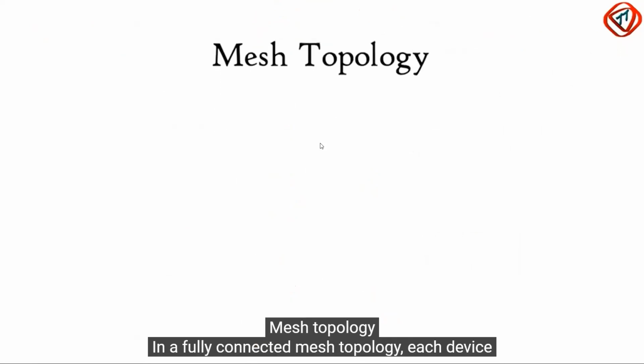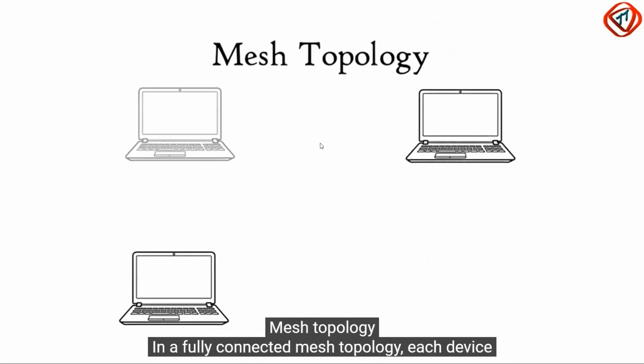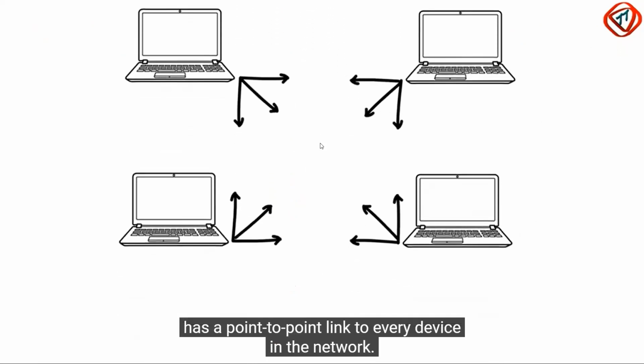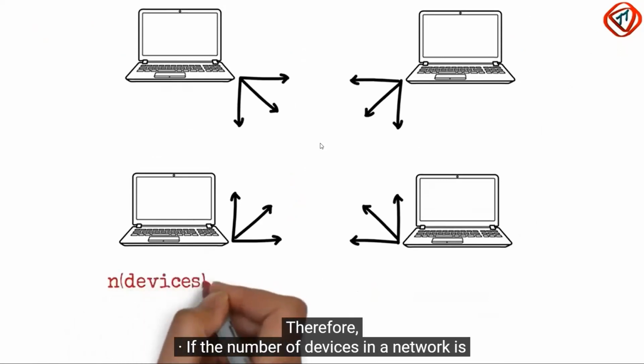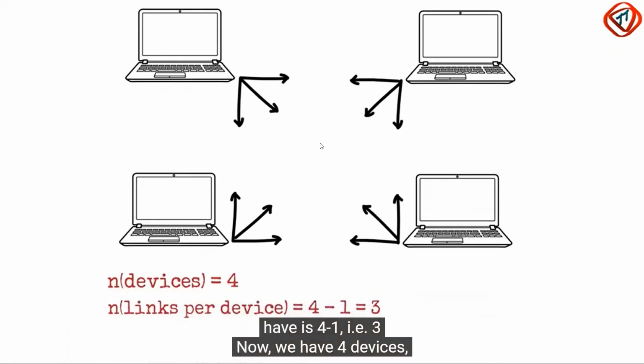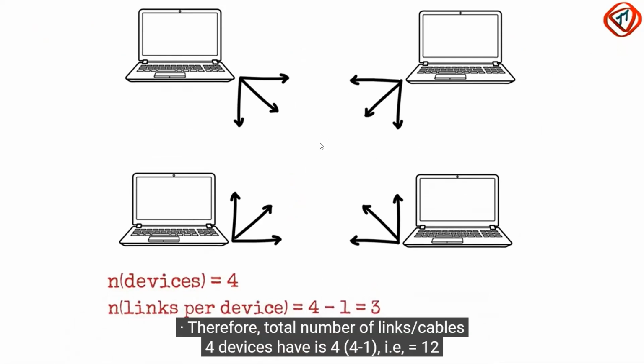Mesh topology. In a fully connected mesh topology, each device has a point-to-point link to every device in a network. Therefore, if the number of devices in a network is 4, then the number of links or cables each device has is 4 minus 1, that is 3. Now, we have 4 devices. Therefore, the total number of links or cables 4 devices have is 4 into 4 minus 1, that is 12.